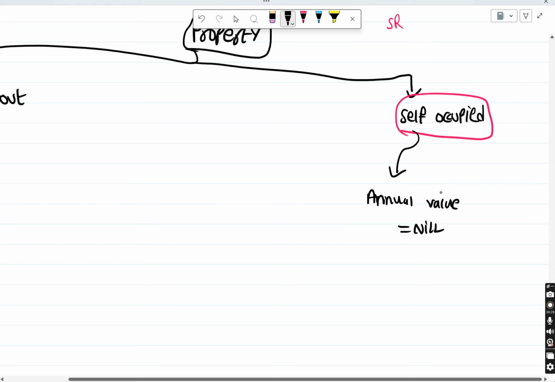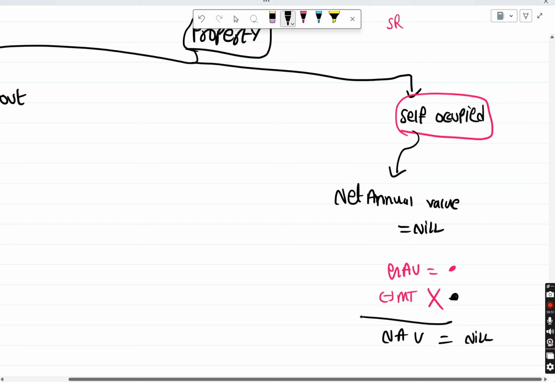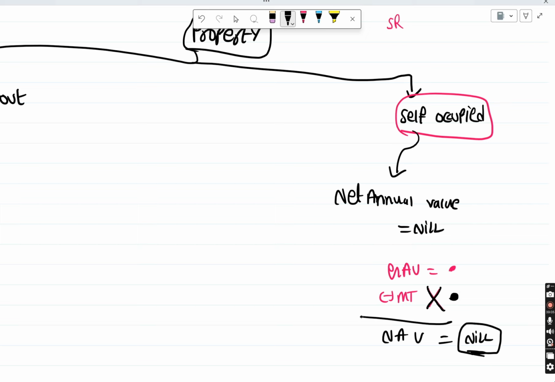That means no tax will be charged on this particular property. So GAV is nil, and whatever municipal taxes you have paid, you cannot claim. Actually, NAV only is nil. When I say annual value here, it is net annual value. If you claim any municipal taxes here, NAV will be negative. That's why you cannot claim any municipal taxes. NAV will be considered nil, so you don't need to pay any tax for this.